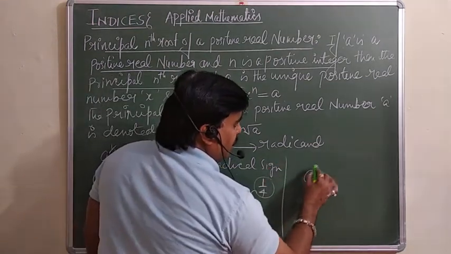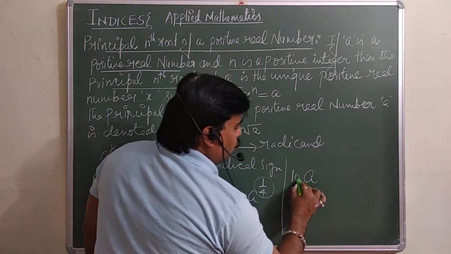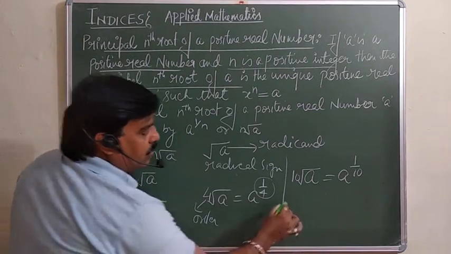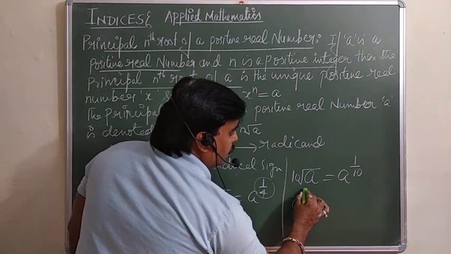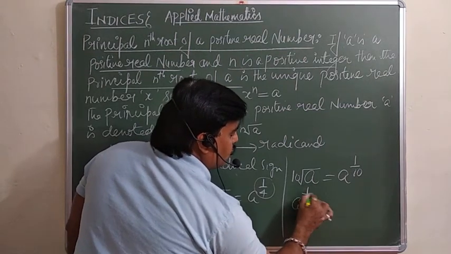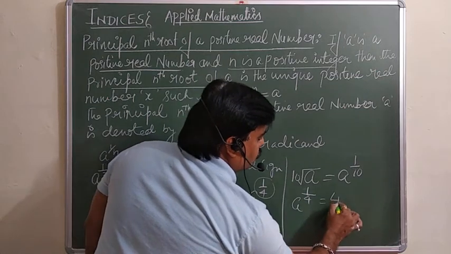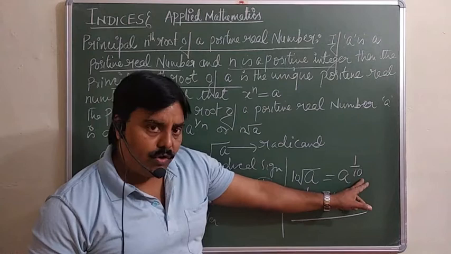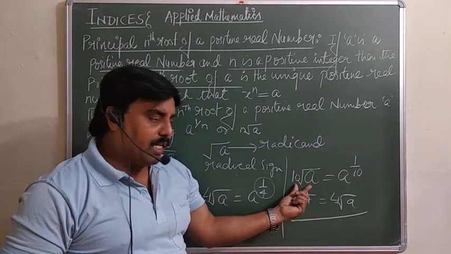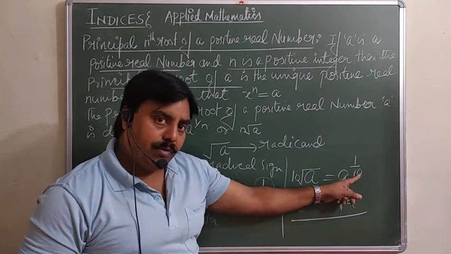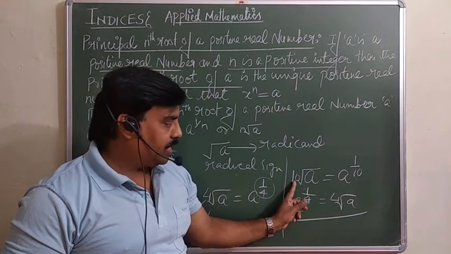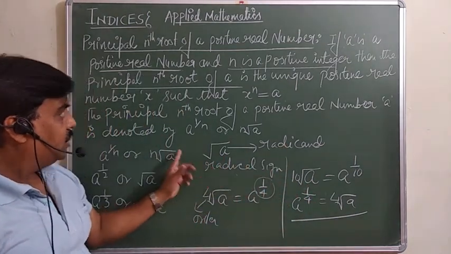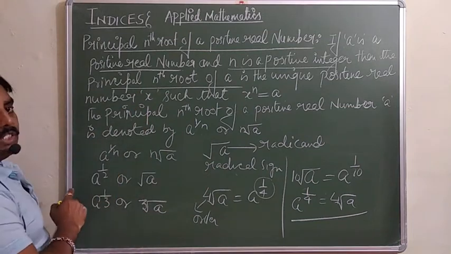Suppose the 10th root of a, it means a raised to power 1 over 10. Or if a is raised to power 1 over 4, it means the fourth root of a. That can be written in this exponential form, or you can write it inside the radical sign. Whatever number is given will be the order of the root. This is the radical sign, and this is known as the radicand. This is in case of positive values.